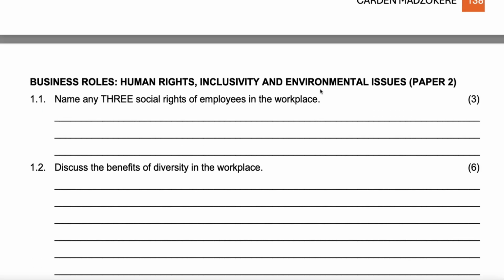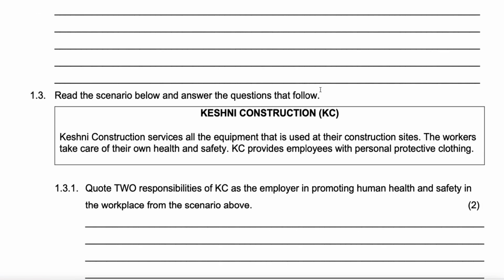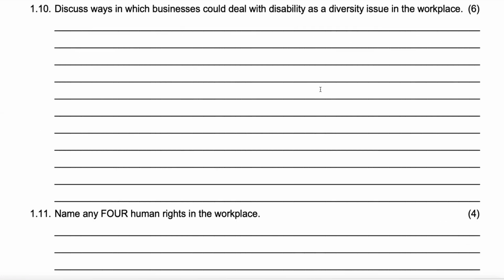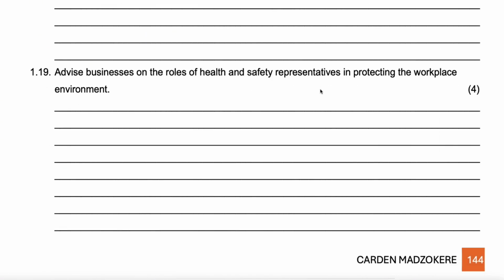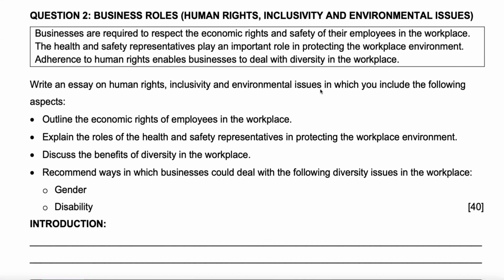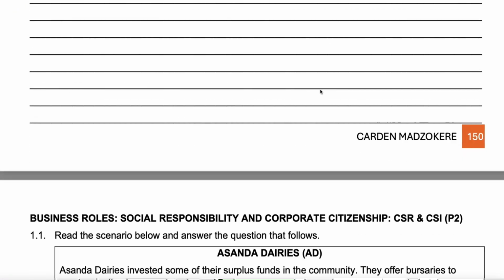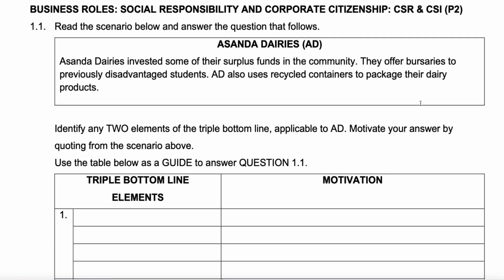Then we move on to the next topic, which is human rights, inclusivity, and environmental issues. Okay, so these are the questions that have appeared. There we have everything here. Okay, this is our business roles. Essay 1, Essay 2, human rights, sorry. Now I'm saying business roles, that's the module. Okay, that's it.